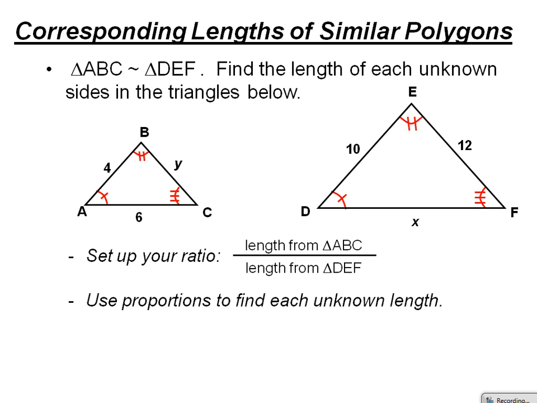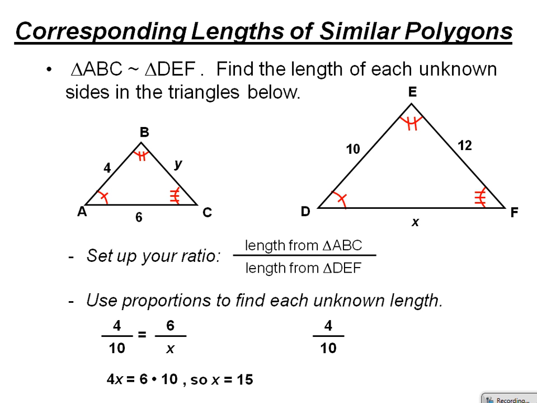Now, let's use proportions to find each unknown side length. We have one ratio where we actually know the lengths of the corresponding sides, and that would be between length AB and length DE. Length AB is 4, length DE is 10, so let's use that ratio in setting up our proportion. Let's say we wanted to find length x. Then the ratio corresponding with this pair of sides would be 6 over x. So we set up that proportion: 4 over 10 equals 6 over x. Cross multiply and solve. x equals 15.